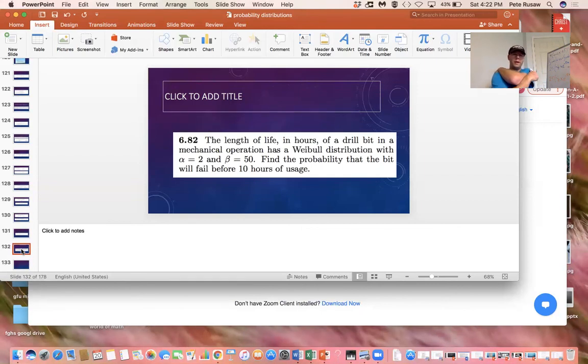The length of life in hours of a drill bit in a mechanical operation has a Weibull distribution with alpha equal to 2 and beta is 50. Find the probability that the bit will fail before 10 hours of usage.